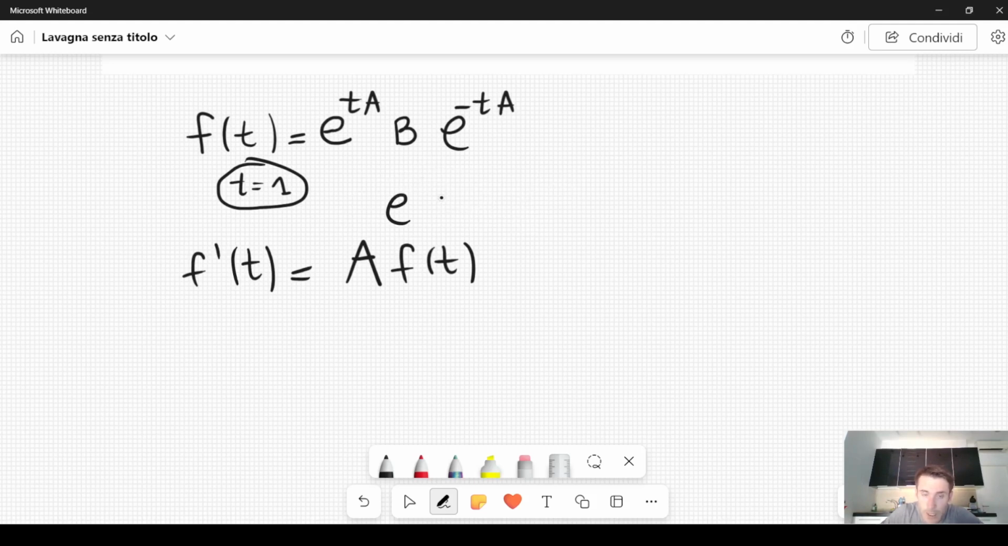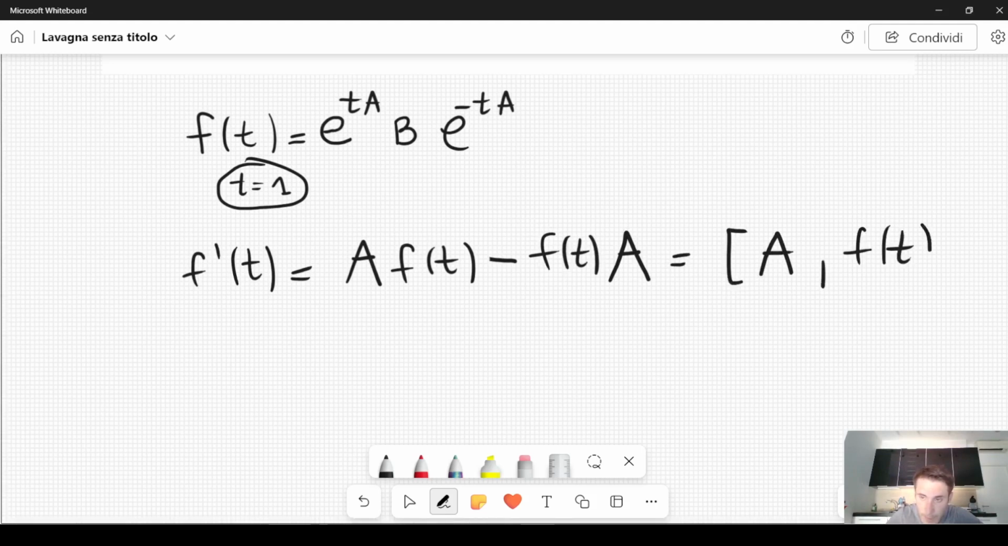Then we also have to take the derivative of this part, which will give us a factor of minus A, so I can put the minus here, but you have to be careful because A appears on the right this time. And here we have f of t. So basically the derivative of f of t is equal to the commutator between A and f of t.